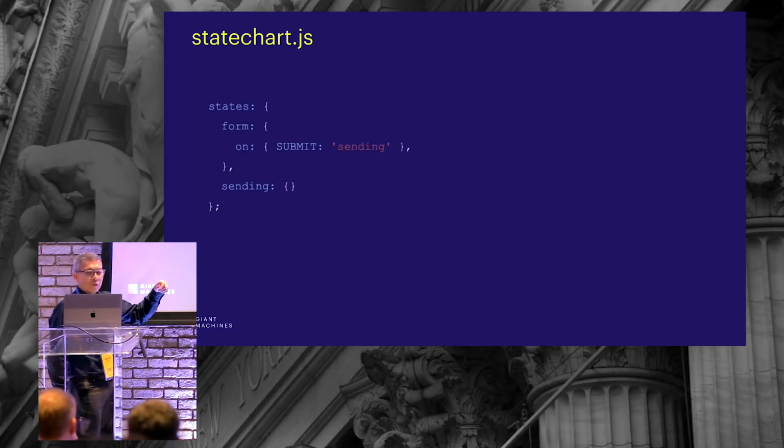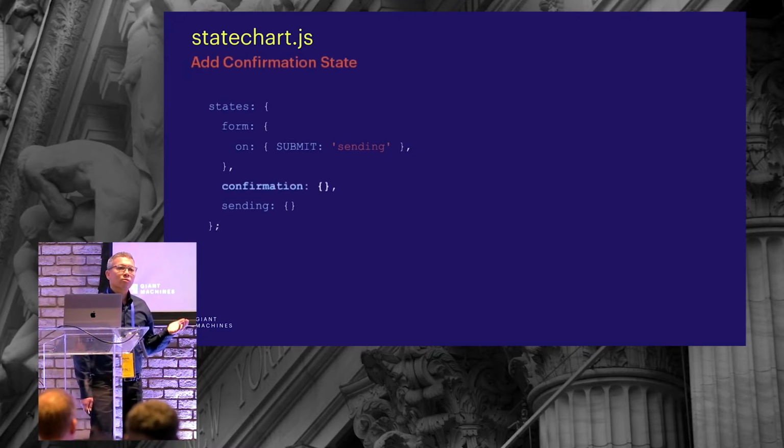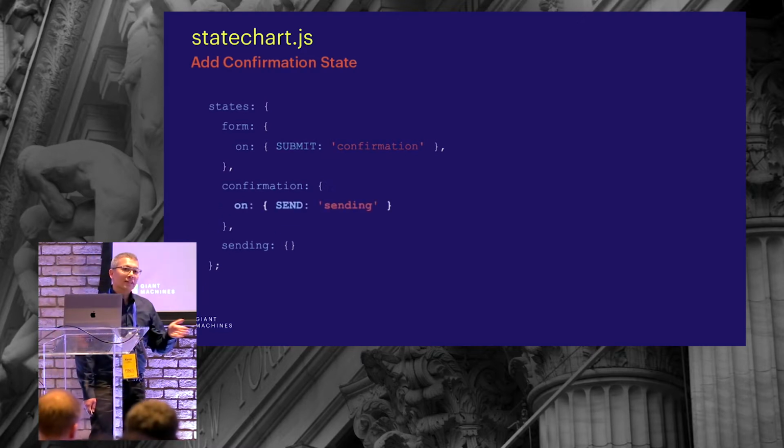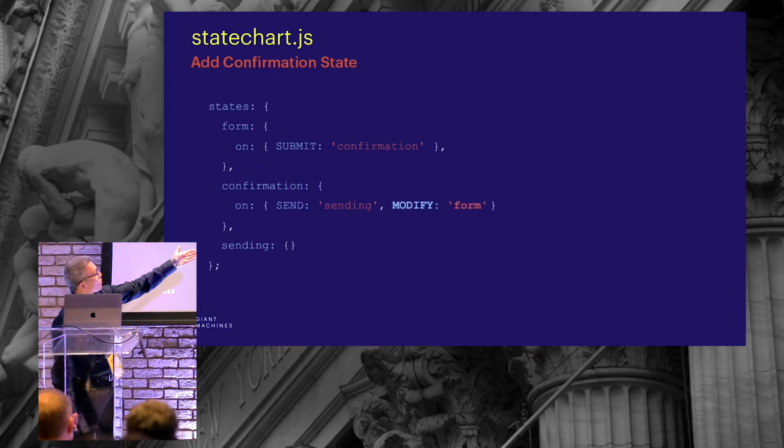So let's return to that state chart object, specifically the part where we defined our states. Currently, while in the form state, we have this submit transition that takes us to our sending state. Well, what if we could just add this new confirmation state right here along with the rest? Now, we would need to reroute that submit transition to lead to the new confirmation state. And then in the confirmation state, we could add a new send transition that then takes us to the sending state.